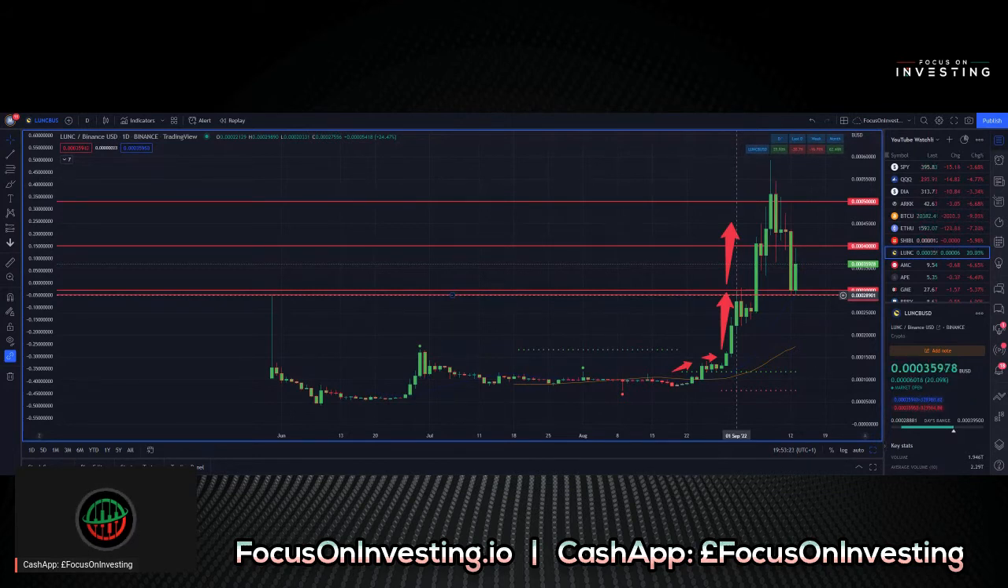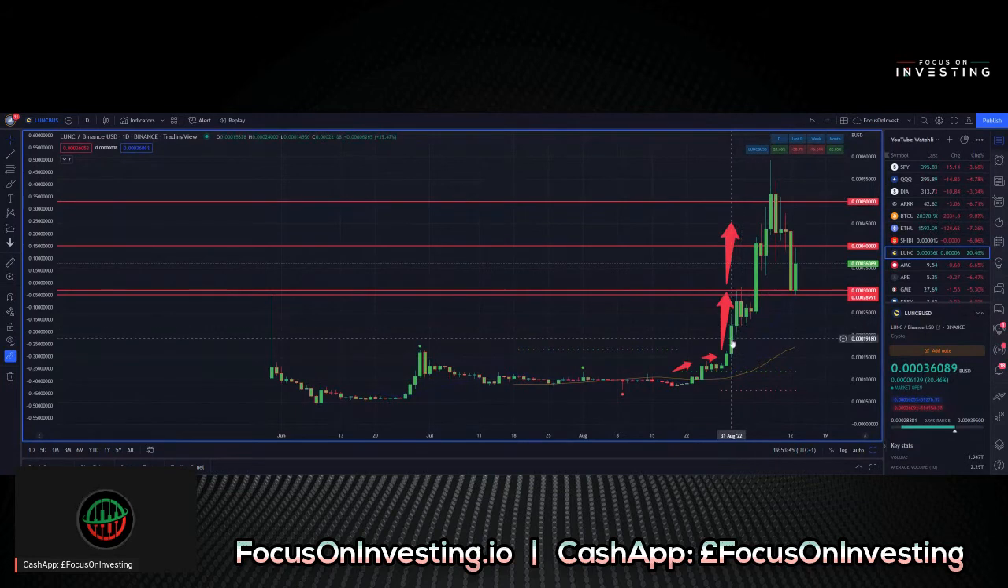Okay, and we can see that price has bounced up. We've seen that Luna has gone on a great run. I've just reviewed this chart and realized that there's another prediction. I drew this line at this 0.0005 level, and I predicted that price would also break.